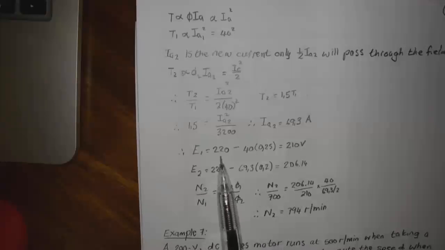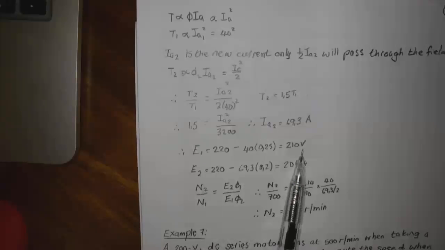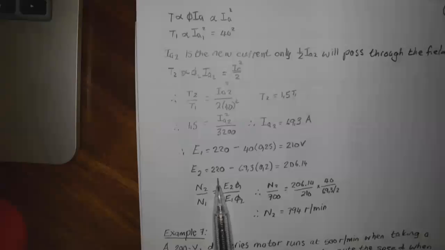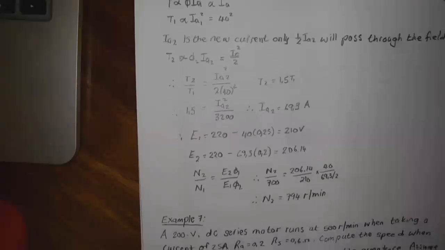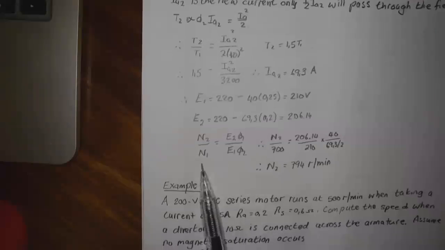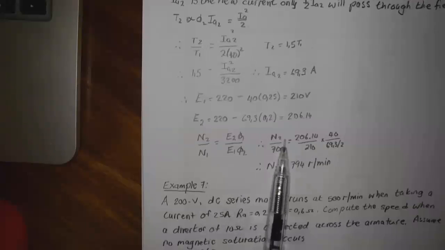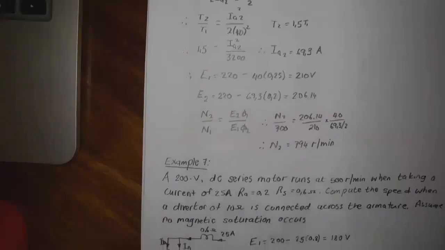So E1 is 220 minus 40 times 0.25, which is 210 volts. And E2 is 220 minus 69.3 times 0.2, which gives us 206.14. And then N2 over N1 is equal to E2 flux 1 over E1 flux 2. And if we substitute it in there, we get that N2 is 794 revs per minute.